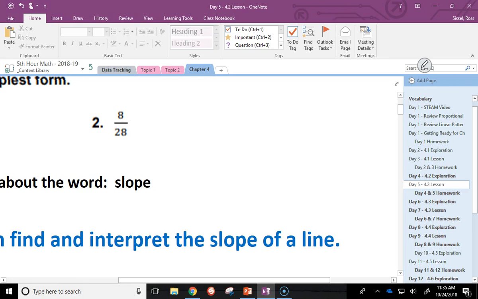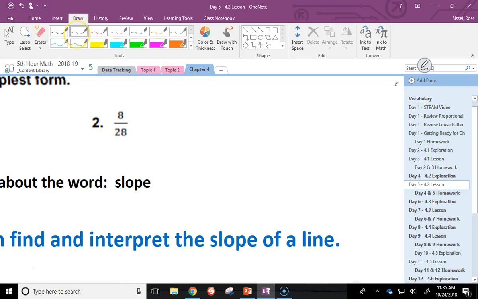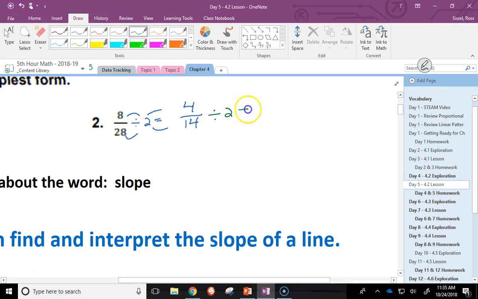All right, number 2. How are we going to go ahead and simplify 8 over 28? Okay, divide by 2. 8 divided by 2 gives me 4. 28 divided by 2 gives me 14. Am I all the way simplified, or can I go more? Go more. Okay, what can I divide by now? 2. Okay, another 2. Switch colors so we see it. Since they're both even, we get 2 over 7.